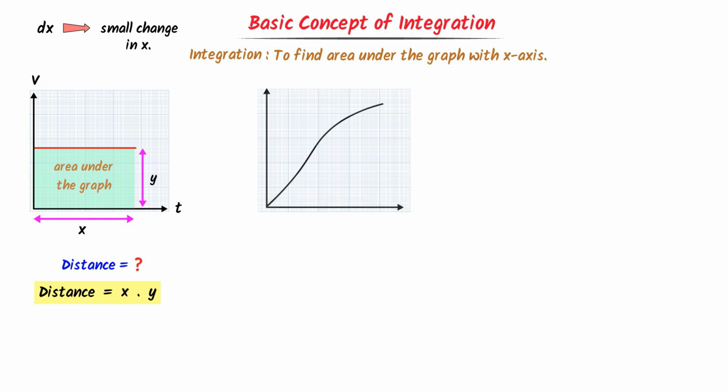Now consider this graph and find the area under the graph. Well, this time there is no proper shape like a rectangle or triangle. Hence, it was the biggest problem in mathematics. To solve this problem, Newton Baba and Leibniz Baba introduced a new concept.